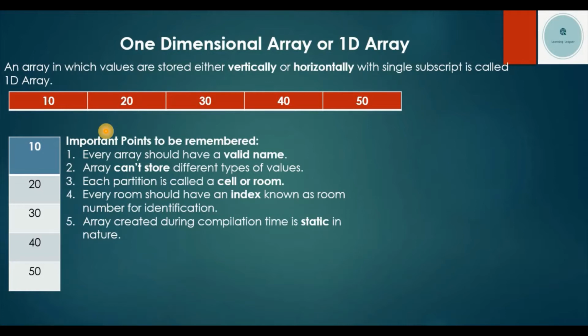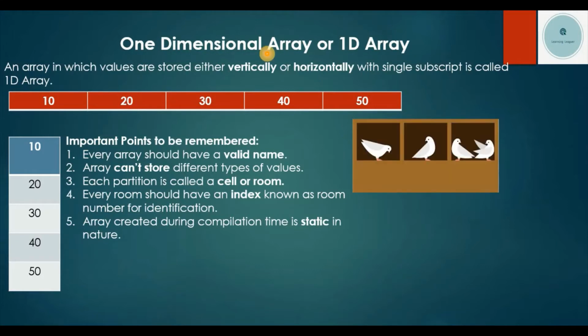When we create an array, rooms or partitions will be made. Every room, for the sake of identification, will have a number called an index. This index should always start from 0 only. The index should be a positive whole number. An index cannot be a character or a fractional value. The array we create in C language will most of the time be static in nature, that means the room sizes are fixed. If we want flexibility in the room size, then we need to make use of pointers.